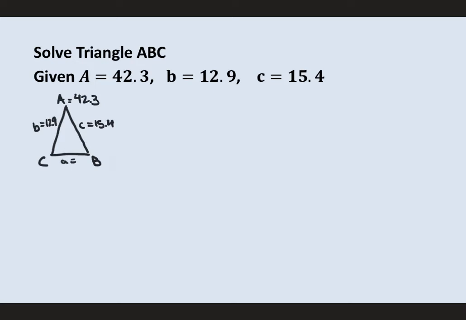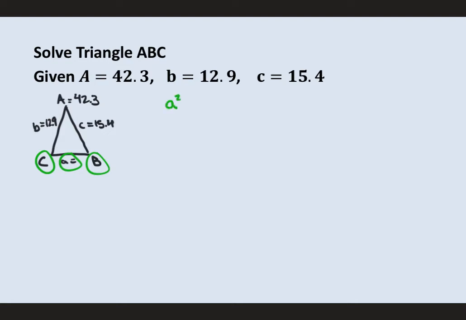Now, we can't do anything with big B and big C right off the bat because we don't have a side and angle pair. So we have no side and angle pairs, so there's no law of sines we can do. But we could do law of cosine, and that'll allow us to find little a here. So we'll go ahead and write that out. The three things we're looking for are little a, big B, big C, but we'll start with little a.